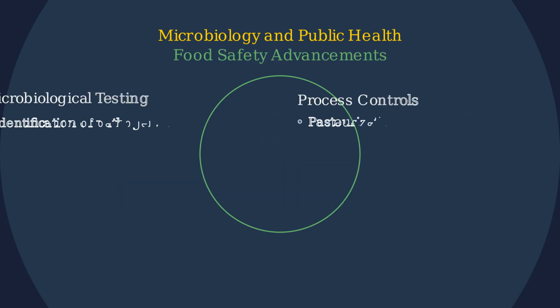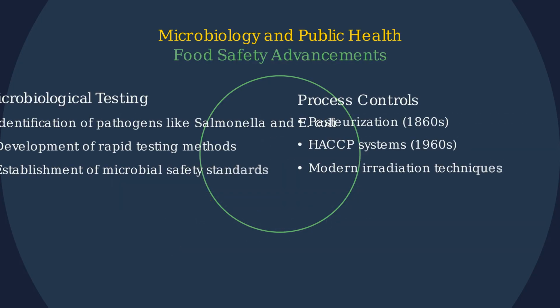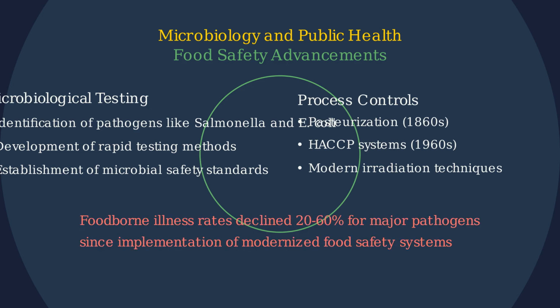Microbiological research transformed food safety practices. The development of testing methods to identify specific pathogens like Salmonella and E. coli allowed for targeted interventions. Process controls such as pasteurization, developed by Louis Pasteur in the 1860s, and modern hazard analysis critical control point systems significantly reduced foodborne illness rates across developed nations.